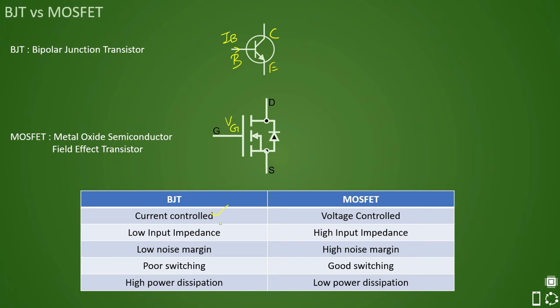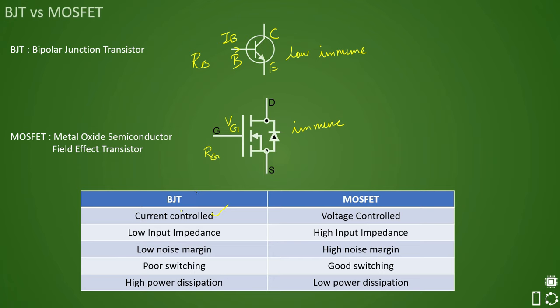Then it has low input impedance. Let's say RB is the input impedance here, and here it is RG. So RB is very low compared to the high input impedance of your MOSFET. Because of that, it has low immunity to noise. That means it is noise prone. And the MOSFET is immune to noise, because it has high input impedance.